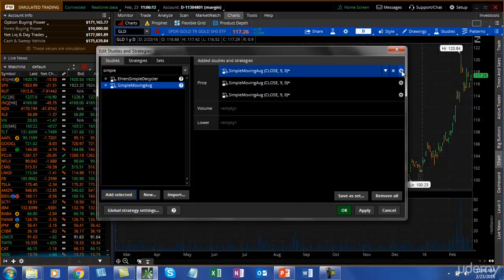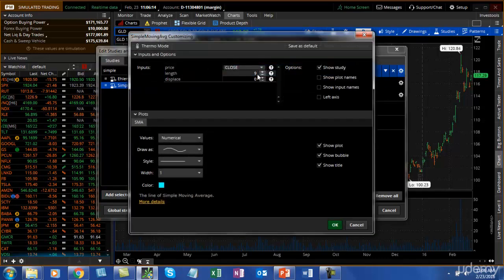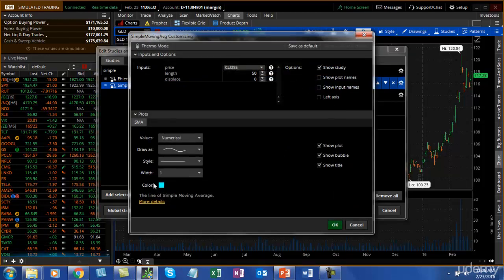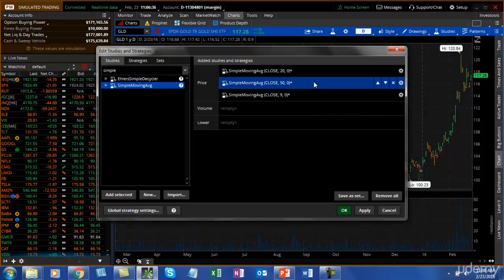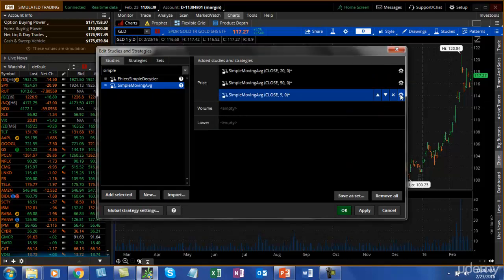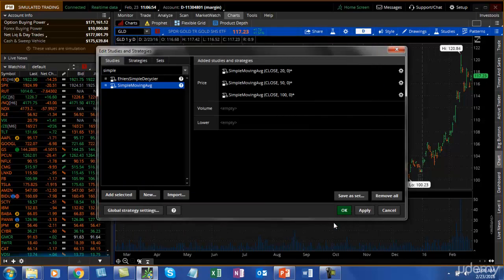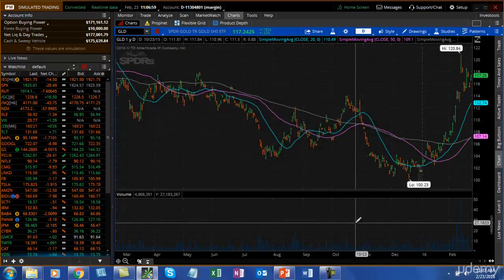So let's then edit this, and I'll say that my first moving average would be a 20-day moving average. So I'll change the 9 to 20. The next one I want is a 50-day moving average. And you should change the color. And then you want a longer term moving average, which is a 100-day moving average. So let's go and put 100 and give it another color. Let's go take a look. After you add all these, you want to apply and you want to say OK.